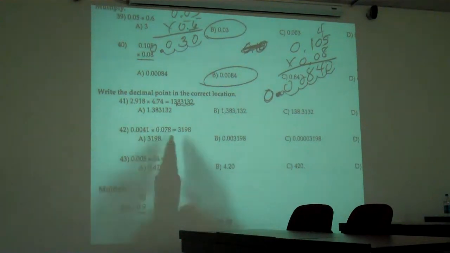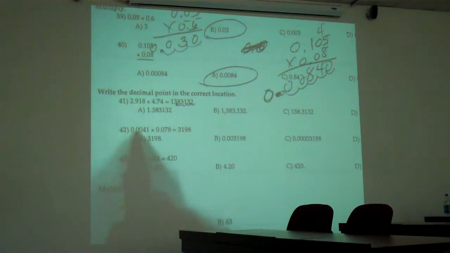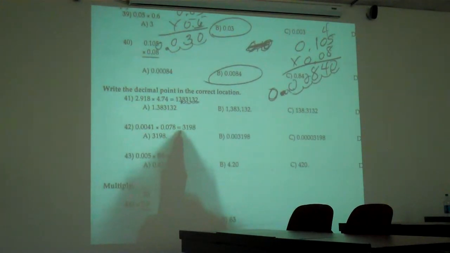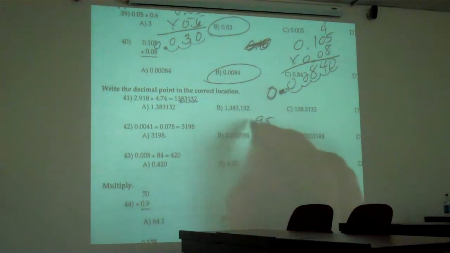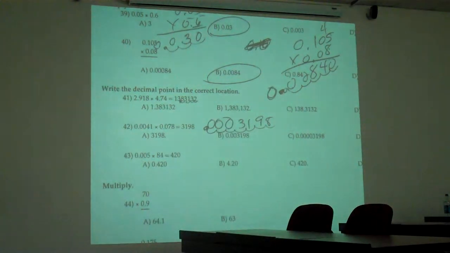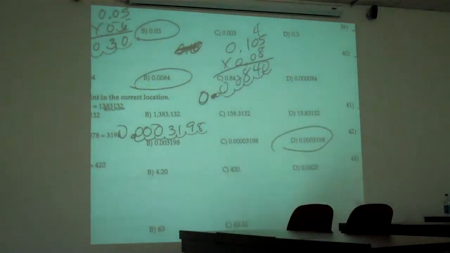Okay, this one. 1, 2, 3, 4, 5, 6, 7 numbers. You got those 4, plus you need to add 3 zeros in front of it. 1, 2, 3, 4, 5, 6, 7. And then put the 0 in front of the decimal. 0.0003198, which is D.